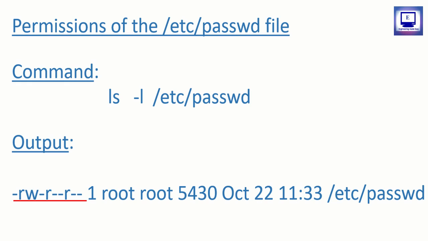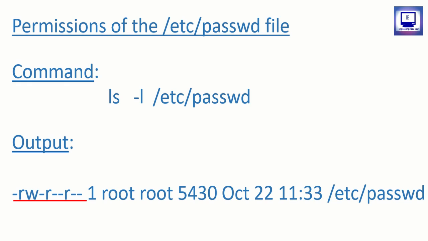So the first field, the first hyphen, the first dash, indicates whether it is a file or directory or a special kind of file. The hyphen at the start indicates it is an ordinary file. So we can see there is no d or c there, and if it was d then it was a directory, if c then it was a character file, and so on and so forth.